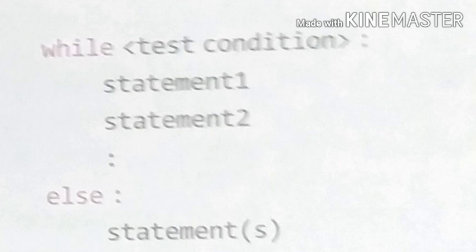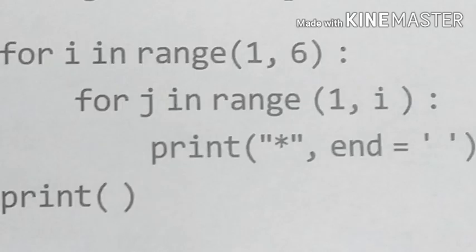Nested loops means a loop inside another loop. Now let us discuss nested loops of for loop. See the code. For I in range 1, 6, for j in range 1, I, print star and end is equal to space. Then final statement print. In this example, you can see two for loops. First for I loop, then for j loop. That is, I loop contains j loop. This type of looping is called nested for loop.